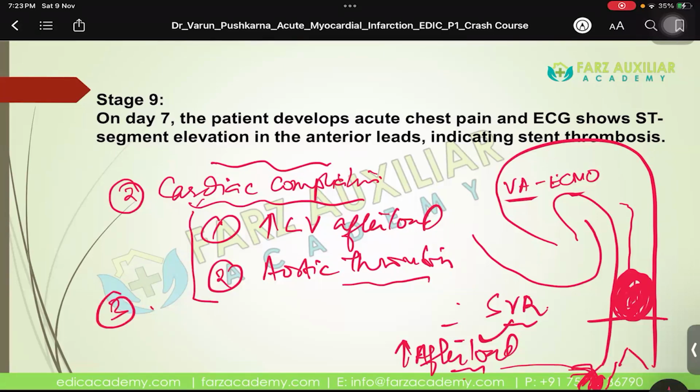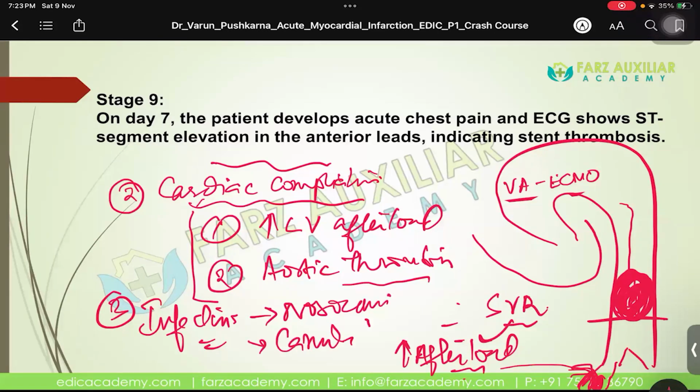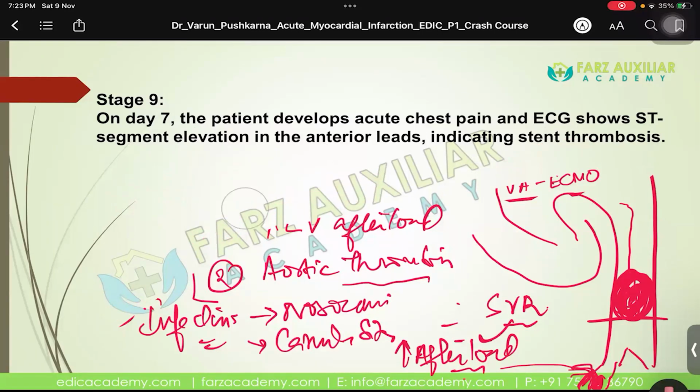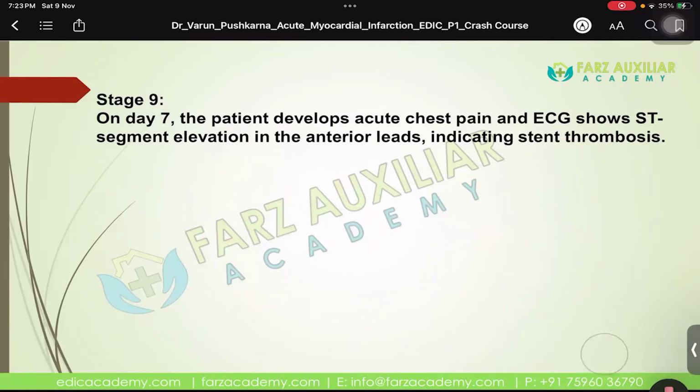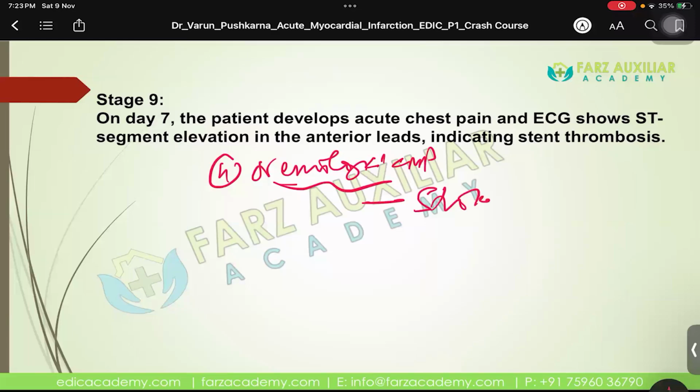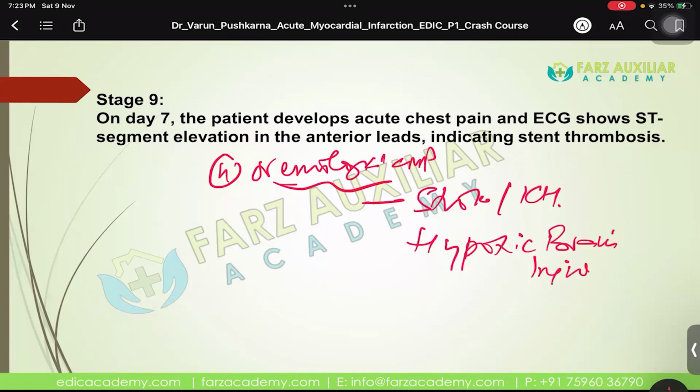Third are the infections. Of course, there can be nosocomial infections or cannula site infections. If you remember it this way, it will become easier for you to tell them in the answers. Is that okay? Fourth are neurological complications, which can lead to stroke, intracranial hemorrhages, or even hypoxic brain injury because of the decreased cardiac output and the time taken.